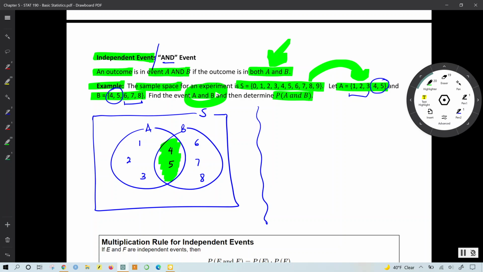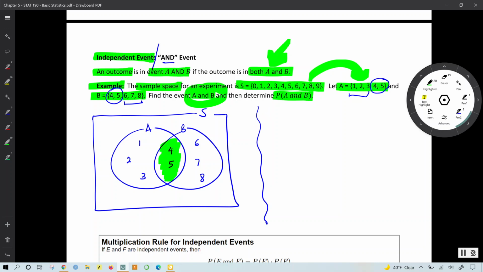In other words, event A has the numbers 1, 2, 3, 4, 5. Event B has the points 4, 5, 6, 7, 8. So they have two numbers in common, which are 4 and 5. So it means that the event A and B has 2 points, 4 and 5, out of the entire sample space.